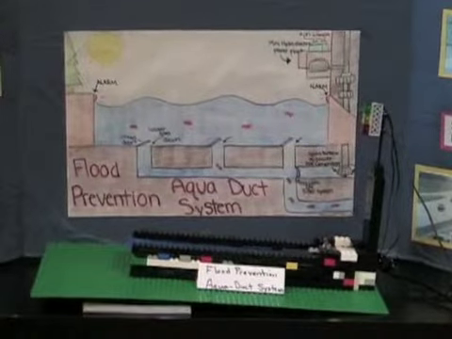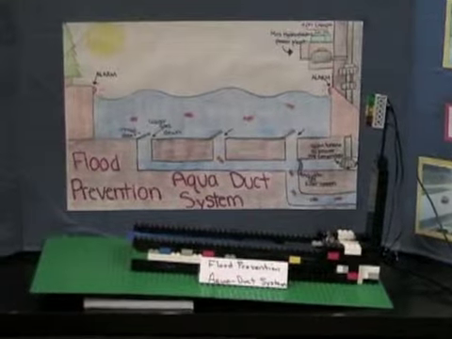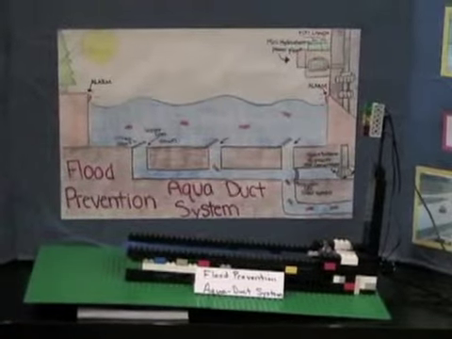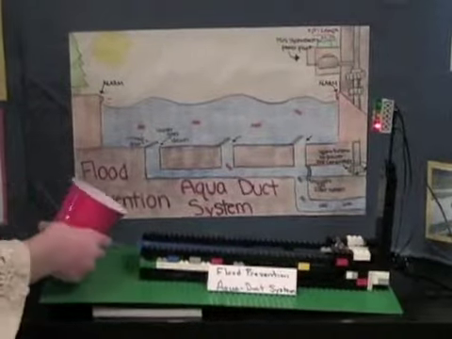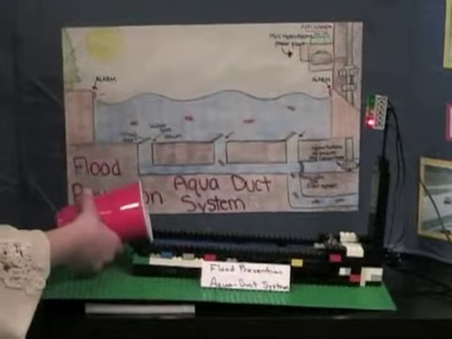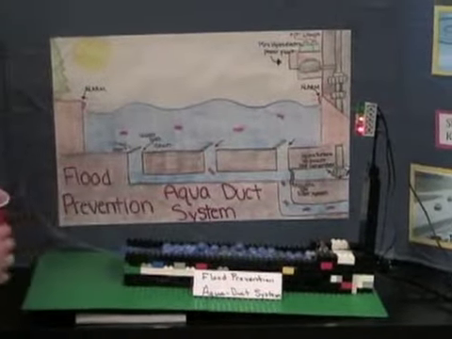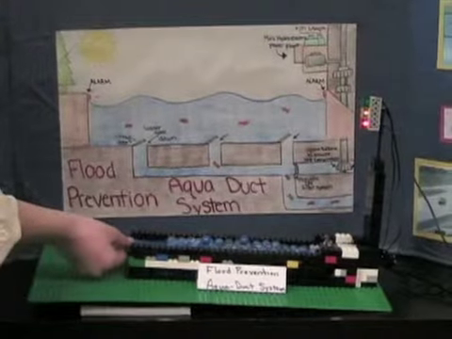This is the motto of our flood prevention aqueduct system. The marbles represent the rising water in the river. The red light indicates when the system is on but there is no flooding. When the yellow light turns on, the river is rising. The green light turns on when it's reached flood stage.